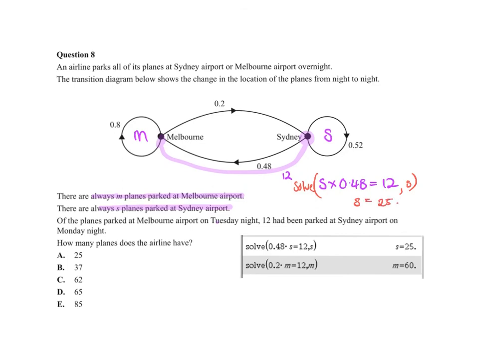Okay, but remember as before I said, if I had 12 going into Melbourne, because they always stay the same number, that means 12 needed to go out. So I can say that M times 0.2 has to equal 12 as well. So we do that and we can do the solve like we did here. Now they said how many planes does this airline have? So we needed to add them together. So we get 85 here.